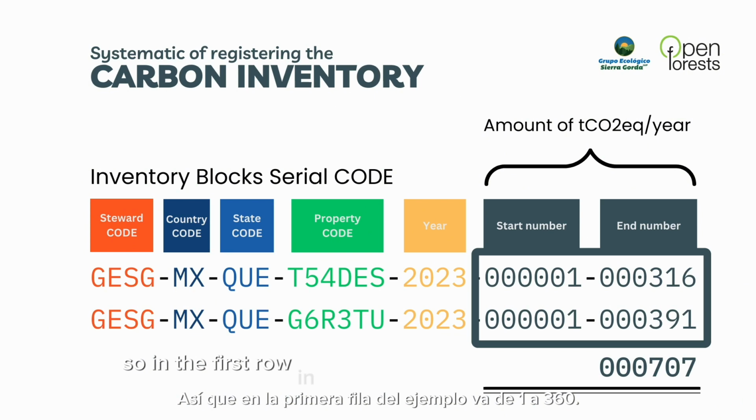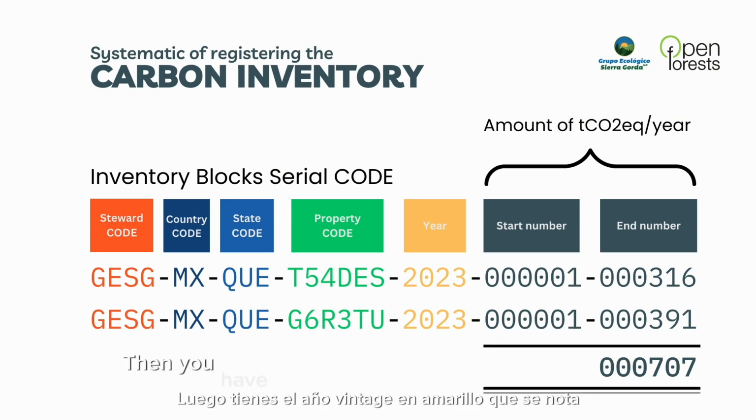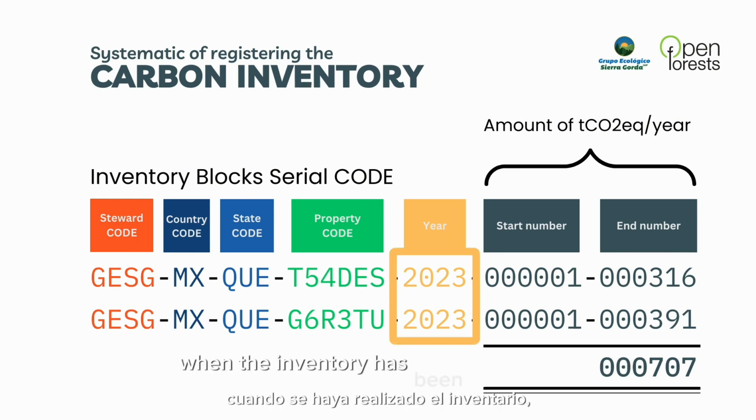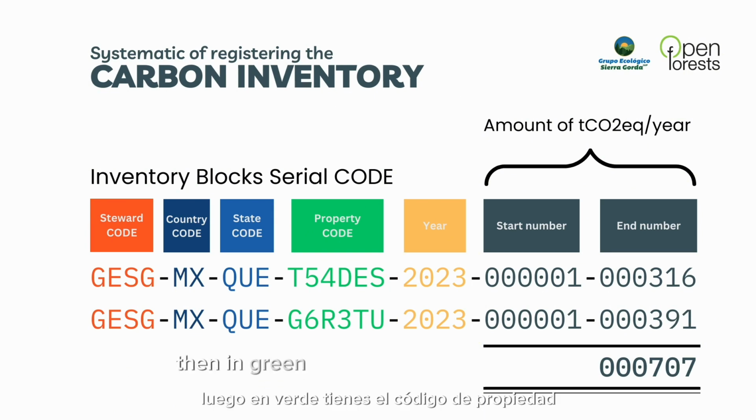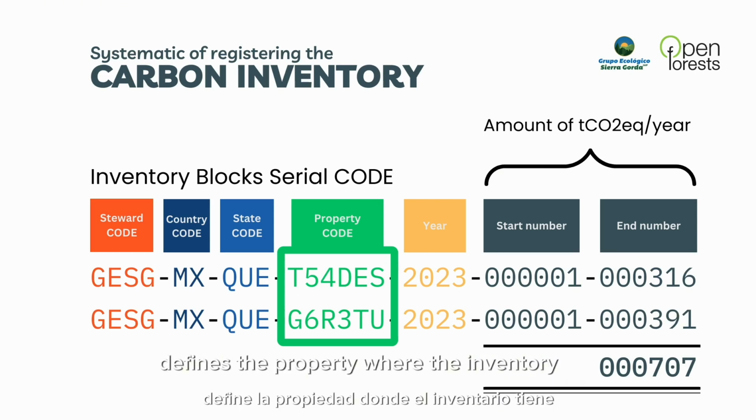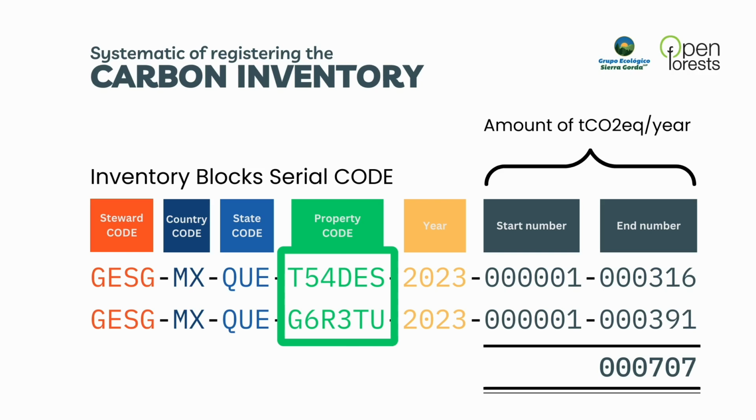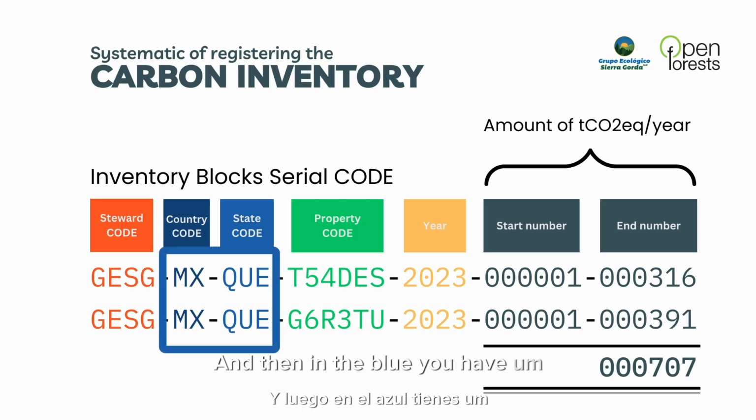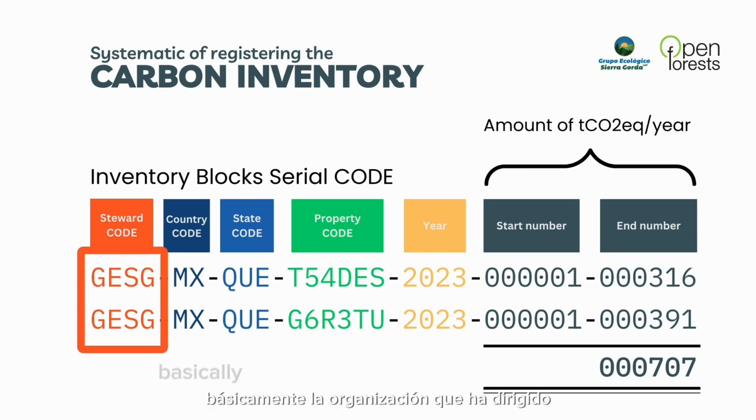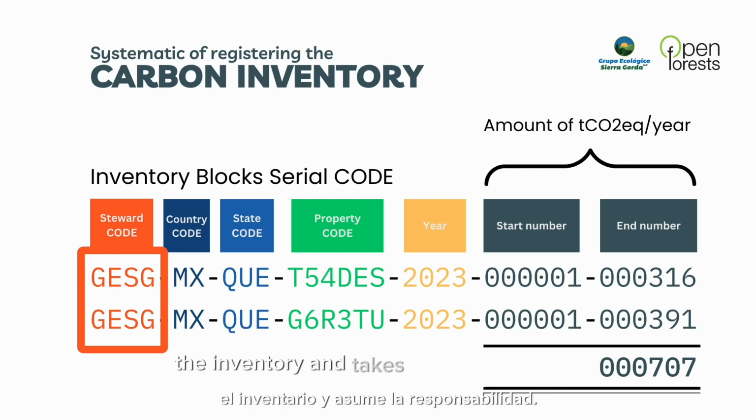So in the first row in the example goes from 1 to 360. Then you have the vintage year in yellow that shows when the inventory has been conducted. Then in green you have the property code, which is an anonymized code that defines the property where the inventory has taken place. And then in the blue you have the locations available, and in orange the steward code, basically the organization that has conducted the inventory and takes the responsibility.